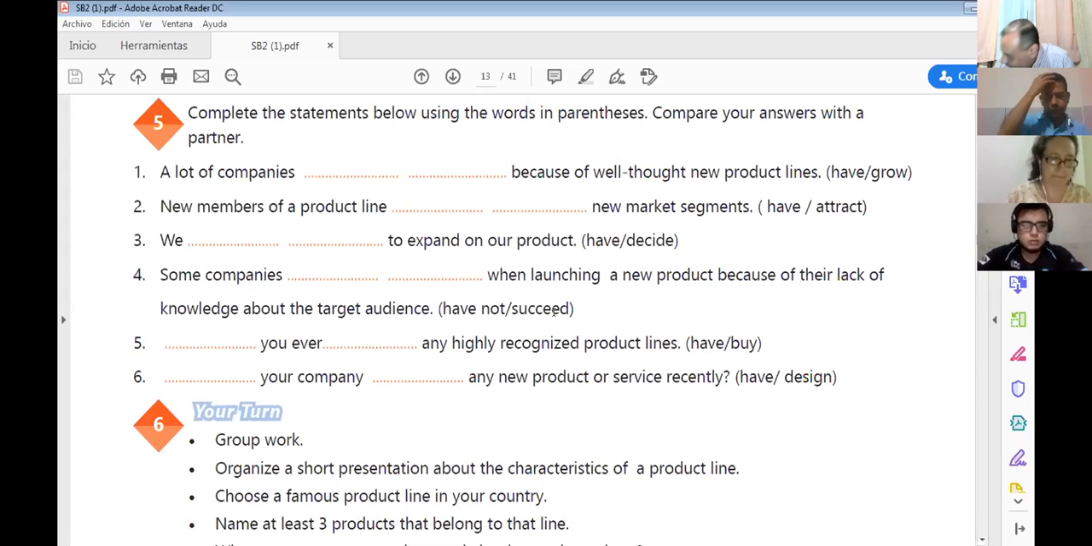Hello, Bessie. Bessie Jovel, are you there, Bessie? Okay, Oscar, help us, please. Okay. Number four, some companies have not succeeded when launching a new product because of their lack of knowledge about the target audience. Okay, very good.